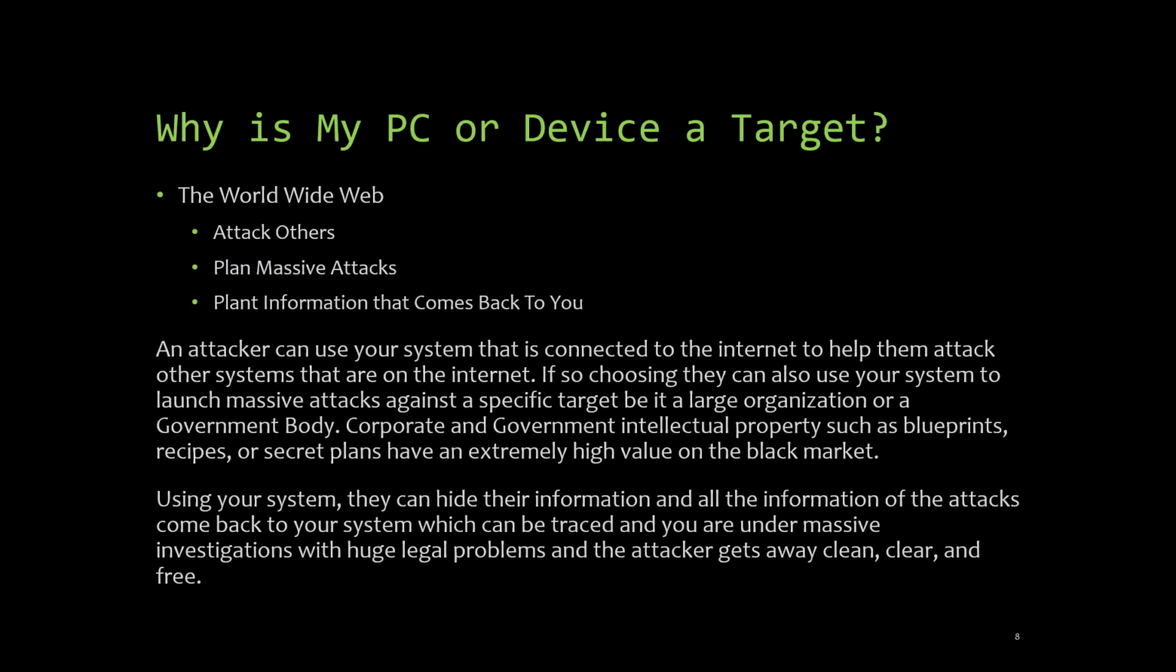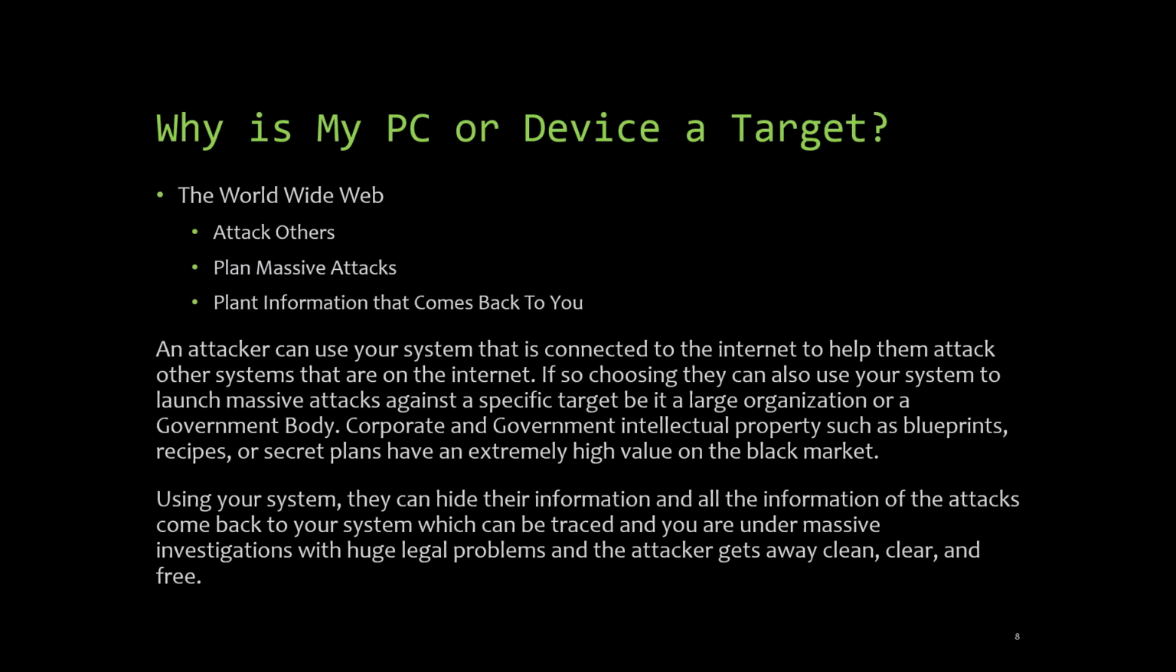And then, of course, your device is connected up to the World Wide Web, which is a massive network of interconnected systems. The attacker can use your system that's connected to the internet to help them attack other systems that are on the internet. If they so choose, they can use your system to launch attacks against massive corporations, governments, and any other individual person.